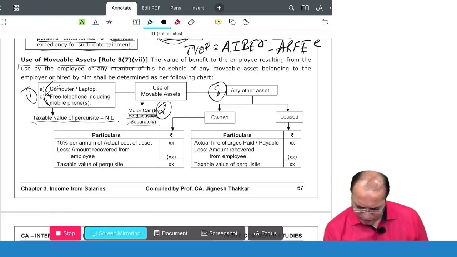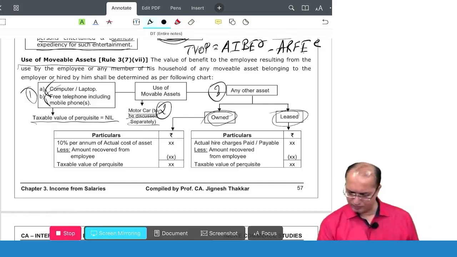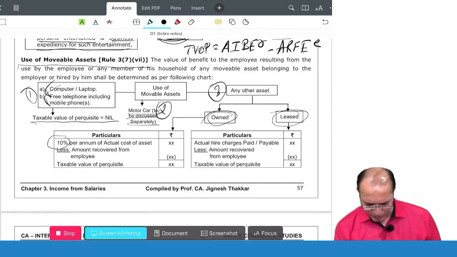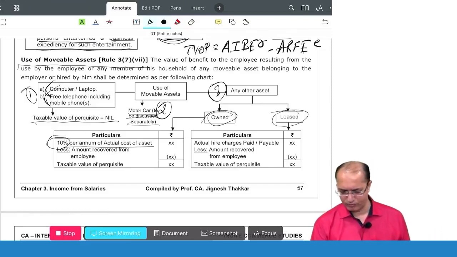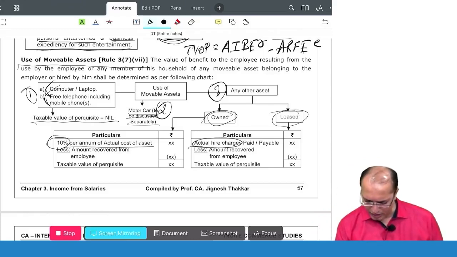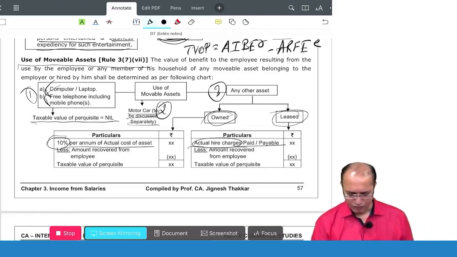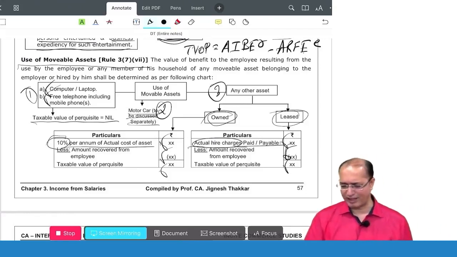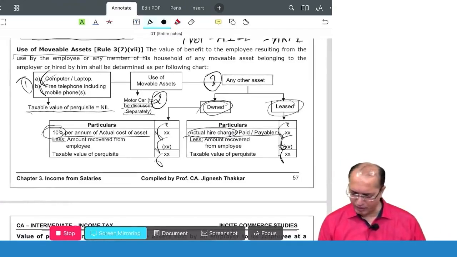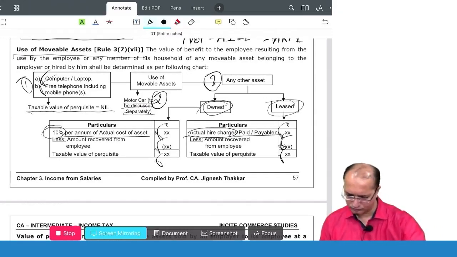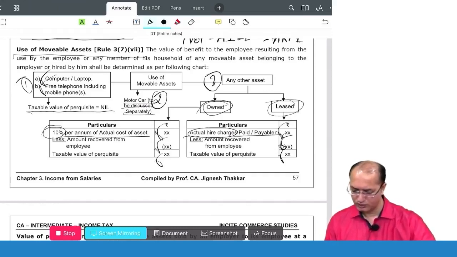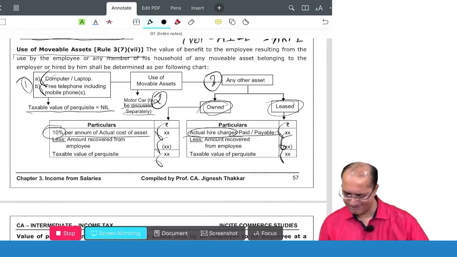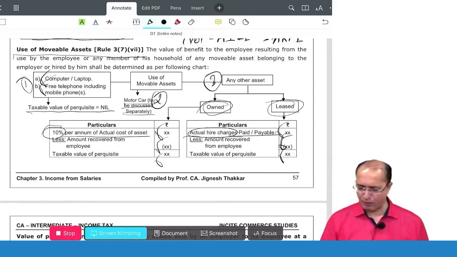So for any other asset, you have to see whether it is owned or leased. If it is owned, you take 10% per annum of actual cost. If it is leased, you take actual higher charges payable by the employer. From that, you deduct the amount recovered, if any. If some amount is recovered by your employer, you deduct that amount. Balance will be the taxable value of perquisite. Have you understood this? Yes or no? Yes. So with this, our point number 7 is over.